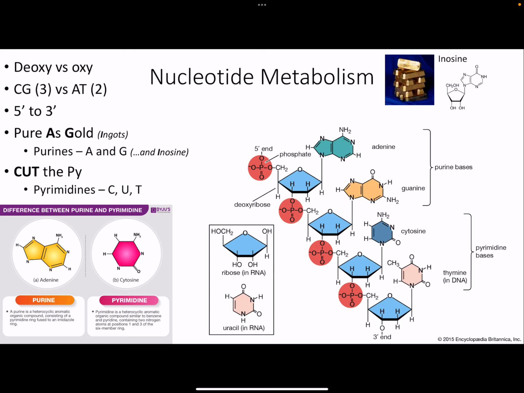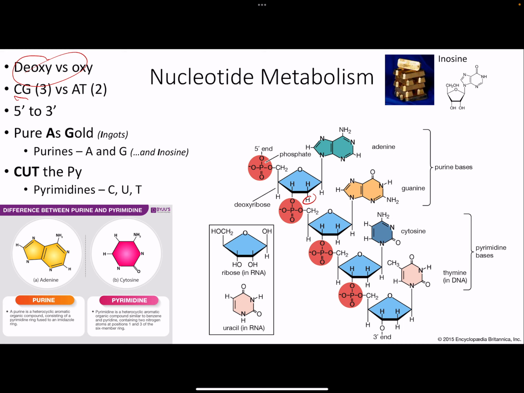Pivoting towards nucleotides. So we're going to be talking about anabolic, catabolic, and salvage pathways as well. Just a quick refresher on nucleotides. We have deoxy versus oxy. DNA does not have an OH there on the 2'. Oxy for RNA does have an OH on the 2'.